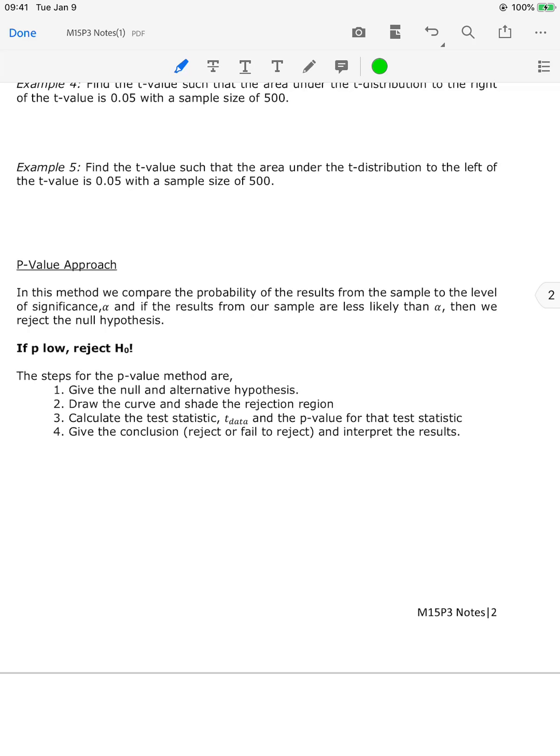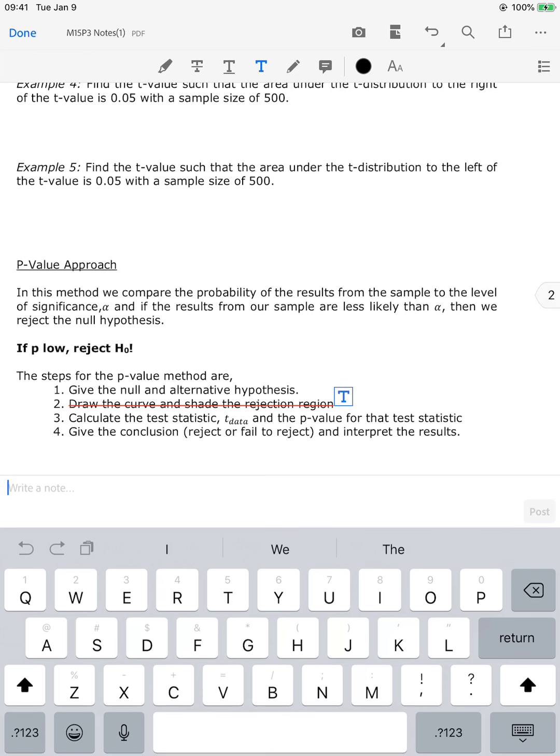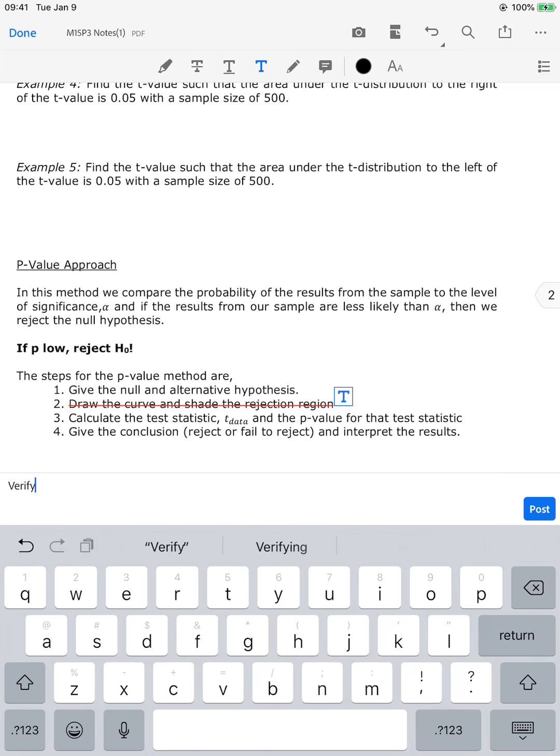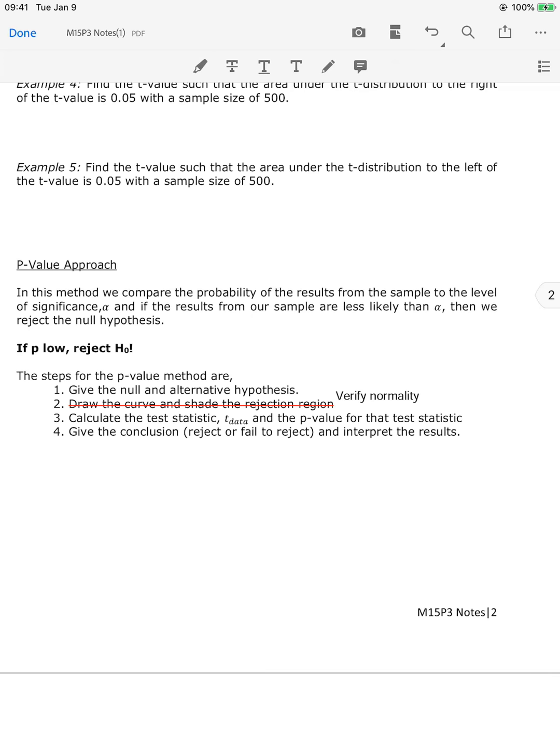So there are 4 steps just as before, and we have to change one of them. Step 1, give the null and alternative hypothesis. That's going to stay the same. We're not going to draw the curve, though. Instead, for step 2, we're going to verify normality, verify that we have a normal distribution. Step 3, calculate the test statistic, which is a t-score, and the p-value, or the probability, for that test statistic. Then step 4, give the conclusion and interpret the results.